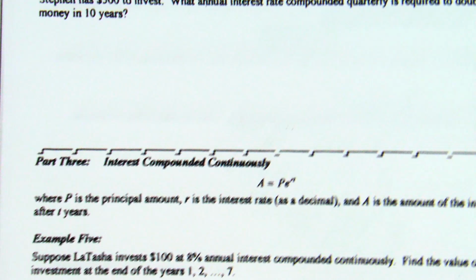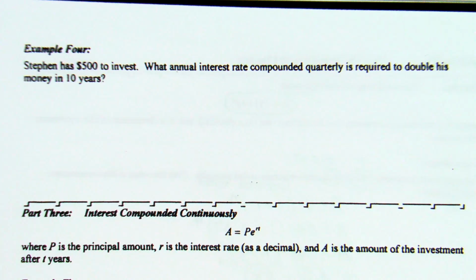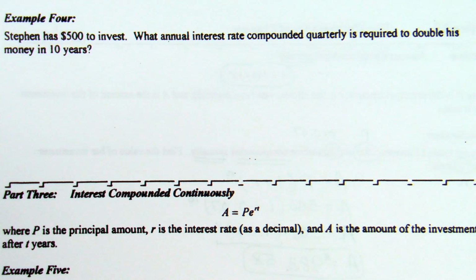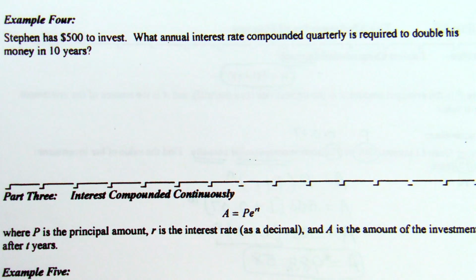Okay, guys. Example 4. Stephen has $500 to invest. What annual interest rate, compounded quarterly, is required to double his money in 10 years? So take it to the next level here. Okay. That's Stephen.